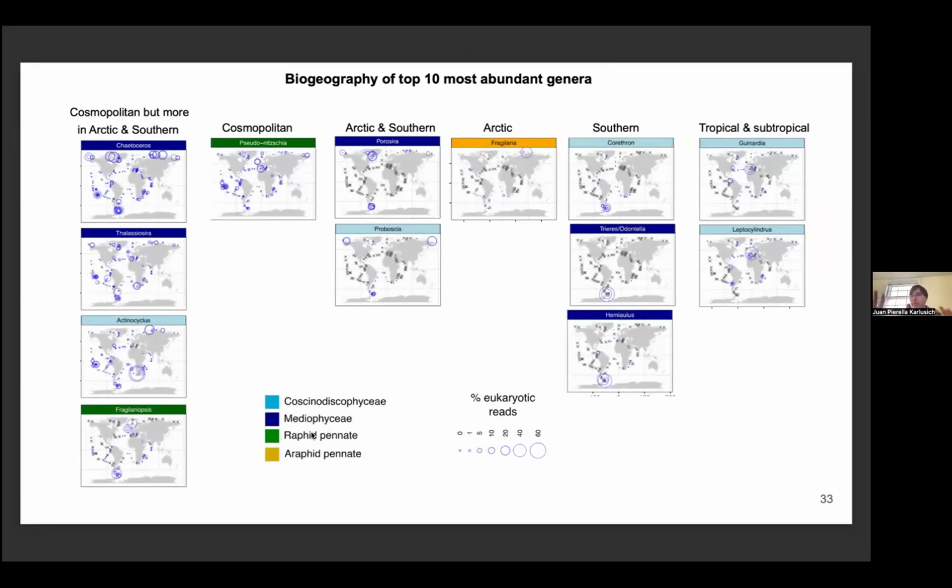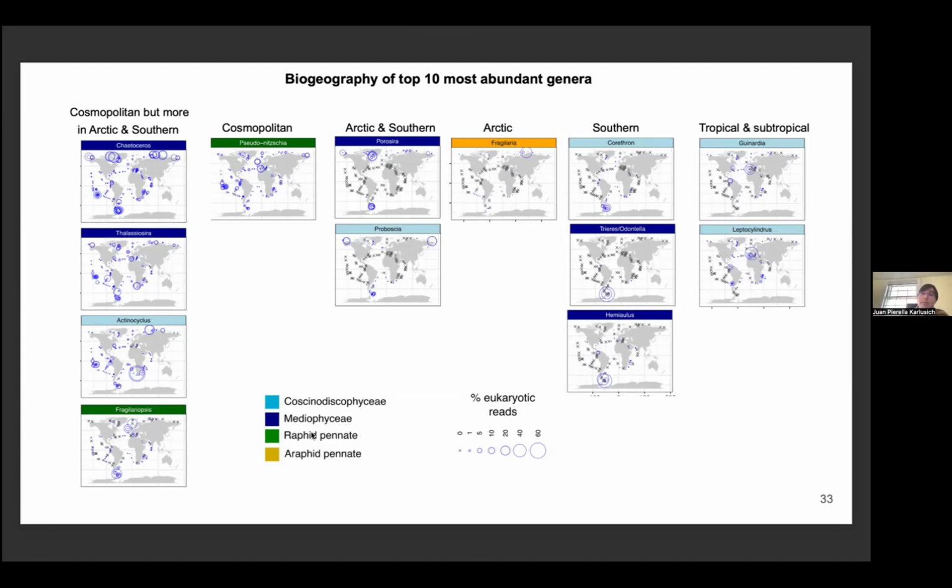And okay, so we were able to detect the main diatom genera. Some of them were cosmopolitan, but more abundant in the Arctic and Southern Ocean, as in the cases of Chaetoceros, Thalassiosira, Actinocyclus, and Fragilariopsis. Others are also cosmopolitan, but more widespread, or let's say more homogeneously distributed in the different ocean areas, as in the case of Pseudo-nitzschia.